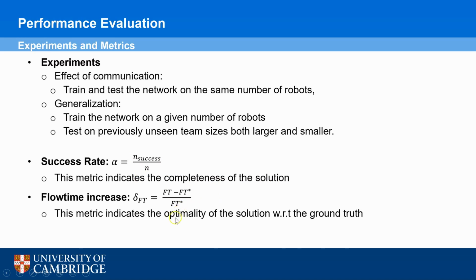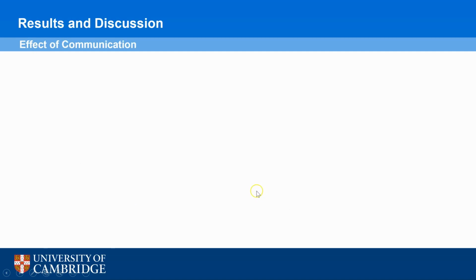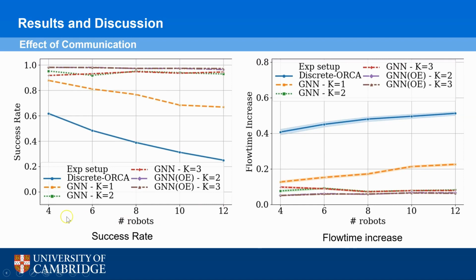Flow time increase is used to evaluate the optimality of the predicted path compared to the ground truth path. In the equation, Ft star is the flow time of the S-bar. Ft is the solution from the network. Delta Ft is computed because the sum of executed path lengths may be larger than the sum of S-bar path lengths. In the first experiment, we train and test the network on the same number of robots.